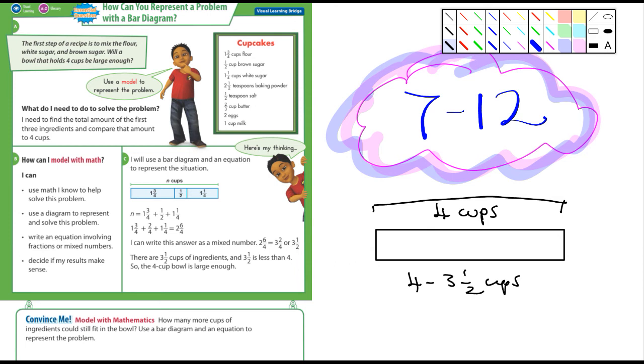And so I could represent 3 1/2 cups right here, and I could just put 3 1/2. And I'll put a question mark here because we don't know what's left. So this whole bar is 4 cups, and we're using 3 1/2, and we don't know what's going to be left over. Some of you might intuitively know. I mean, you can just look at it and realize, well, another half would be a total of 4. But anyways, that's how you could answer the convince me right there.